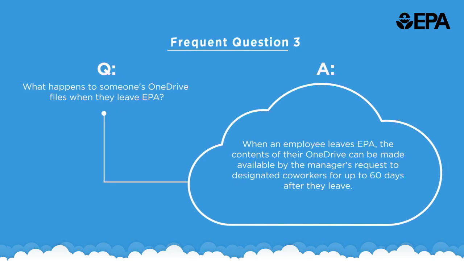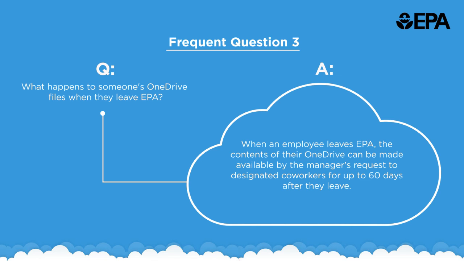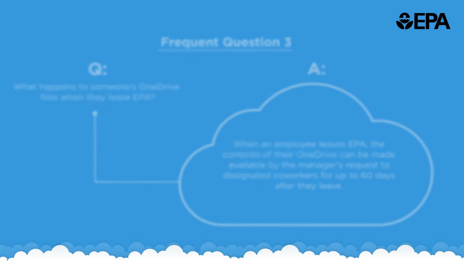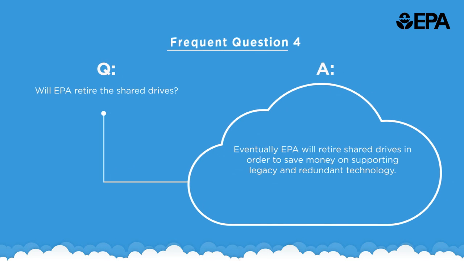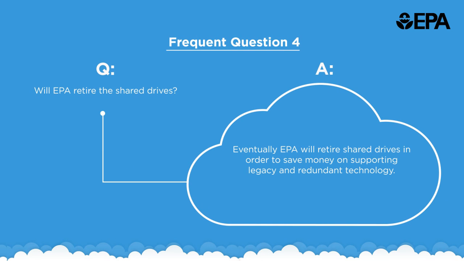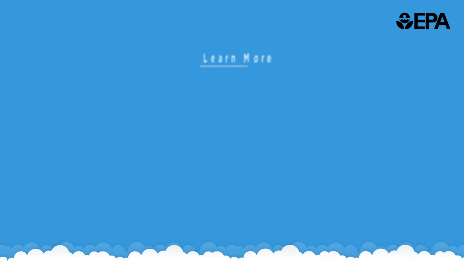Frequently asked question 3. What happens to someone's OneDrive files when they leave EPA? When an employee leaves EPA, the contents of their OneDrive can be made available by the manager's request to designated coworkers for up to 60 days after they leave. Frequently asked question 4. Will EPA retire the shared drives? The answer is yes. Eventually, EPA will retire shared drives in order to save money on supporting legacy and redundant technology.